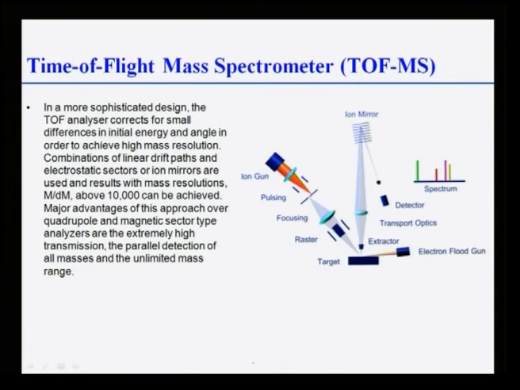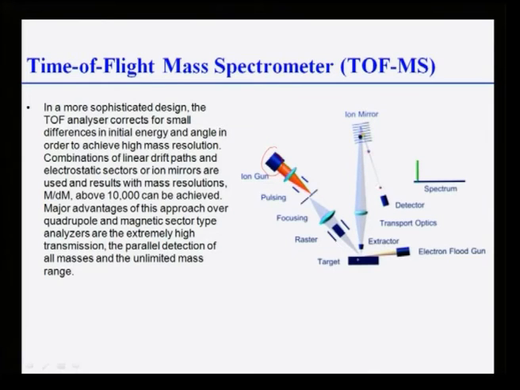The last technique which I am talking about is what is known as the time of flight mass spectrometer. The schematic shows the technique. Look at it very carefully. You have an ion gun which creates or ionizes the species, and then there is a pulsing action. The ion gun can obviously pulse like a laser beam, and then you can focus this. It also allows the ion gun to raster the ions like in an SEM.